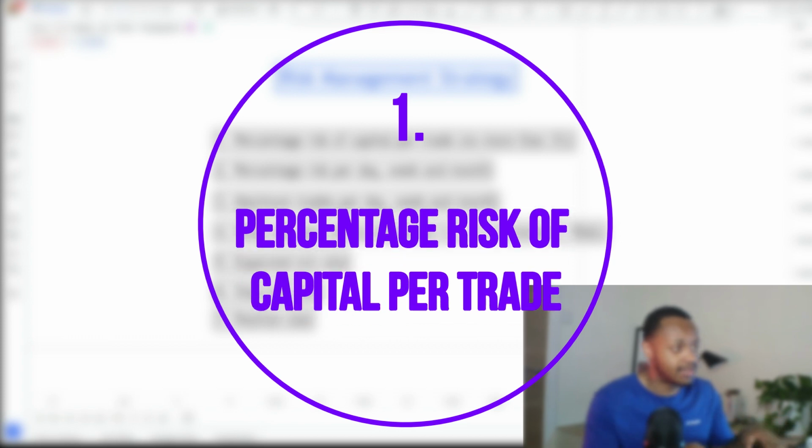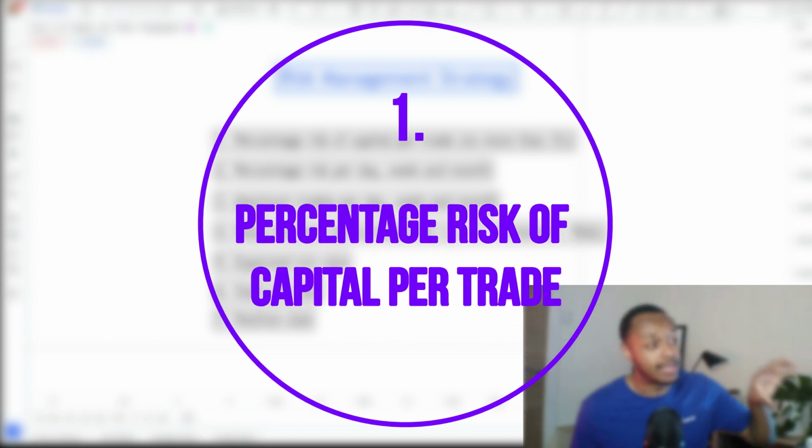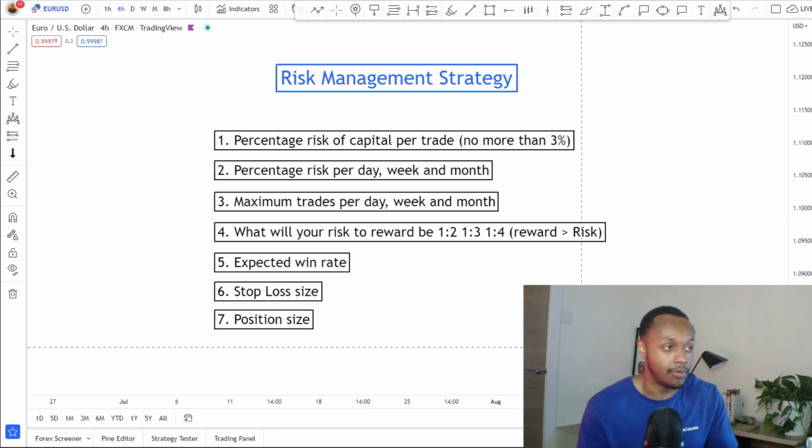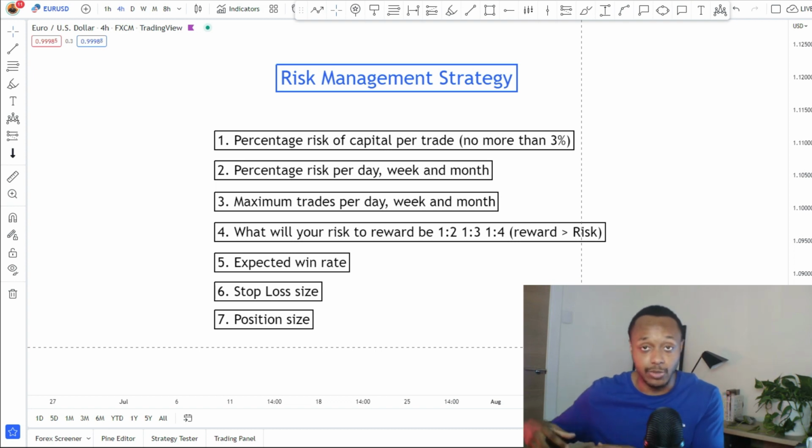So as you can see, number 1, first step, foundation of the strategy, percentage risk of capital per trade, in brackets no more than 3%. So you want to know before coming into the markets how much you're risking per trade, and this is something you need to be consistent with to build up your risk management strategy.